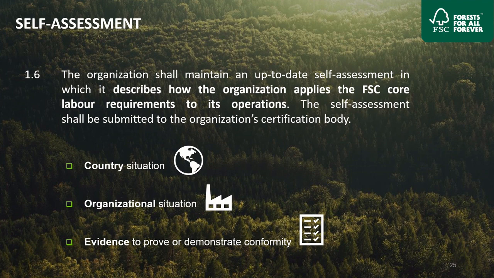The simplest way to approach completing the self-assessment is by looking at three aspects. First, your country situation. Is there a law or legal obligations that may impact your ability to conform? Describe how you mitigate these limitations. Second, your organizational situation. Describe how and why your organization complies or does not comply with the requirements. And lastly, list the evidence that you will rely on to demonstrate conformity.